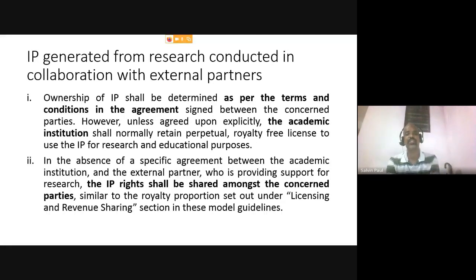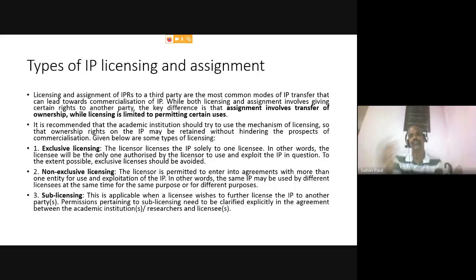In that context, in the specific agreement between the academic institution and the external partner who is going to provide support for research, the IP rights shall be shared among all the concerned parties, and the licensing and revenue sharing also need to be very clearly documented and established through an agreement. It is very important.